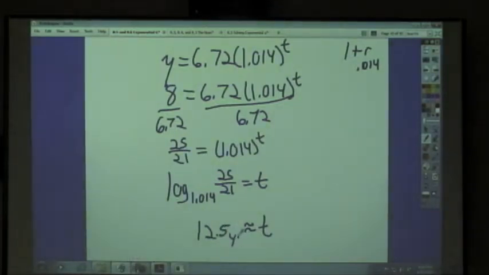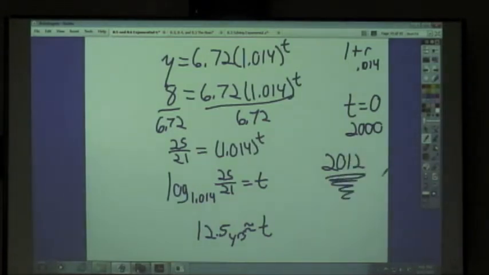12.5 years. But the question says find the year in which the world population is about 8 billion. You got to remember that this was talking about time 0 is actually the year 2000. So 12.5 years later, you're really talking about in the middle of 2012 is when this will be a population of 8 billion. So in the middle of the year of 2012.